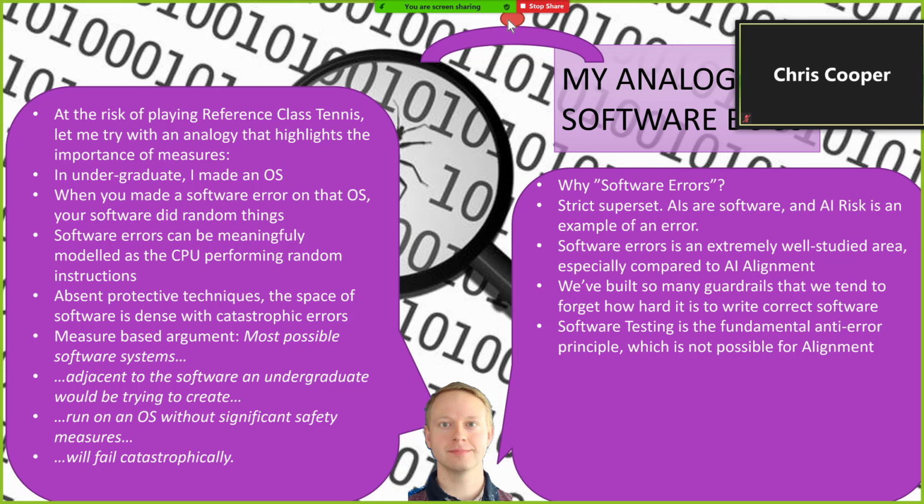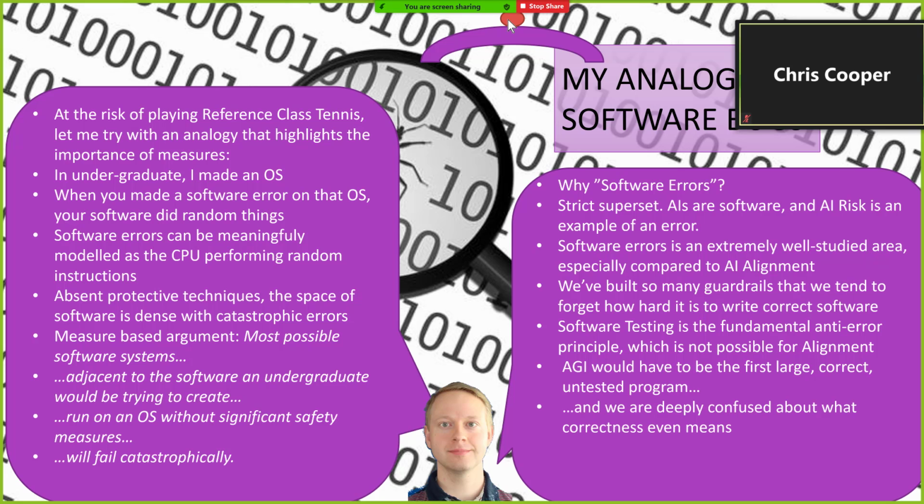The most important guardrail we have is software testing. That's the key way to avoid software errors. And that is, unfortunately, one thing we can't use for alignment because of the treacherous turn. So that means that AGI would have to be the first ever, probably, large, correct, untested program. And we have no real way of reasoning in a principled way about what correctness actually means. And that is my measure-based argument for why we should expect that the first superintelligence or AGI will fail catastrophically.